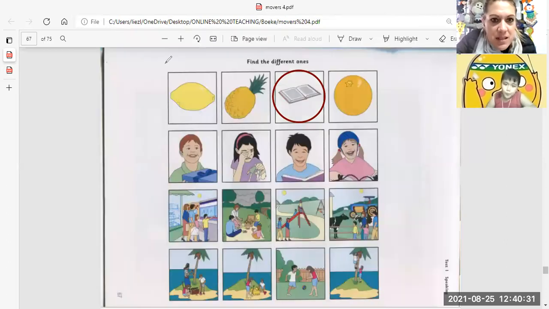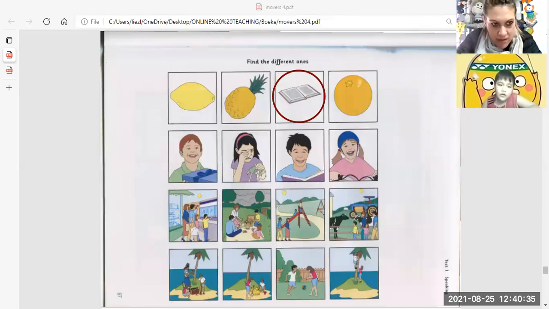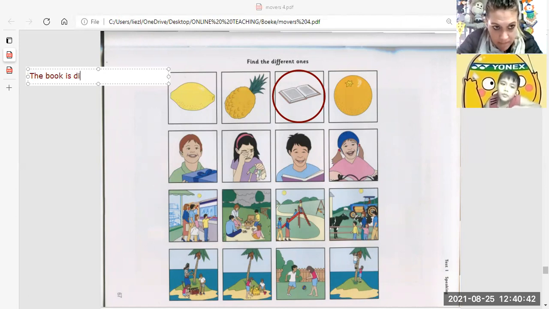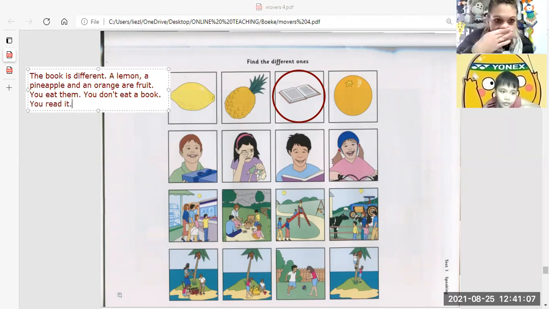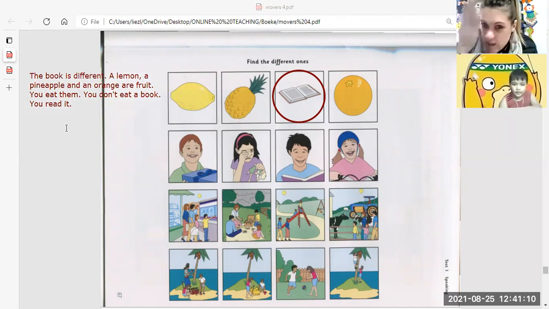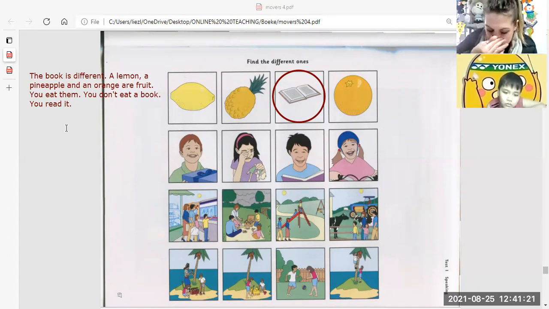Okay. So here we say, the book is different because a lemon, a pineapple, and an orange. You eat fruits. You don't eat a book. You read it. So you say the book is different. The lemon, the pineapple, and the orange are fruit. You eat them. You don't eat a book, you read it. Okay, do you want to try again?